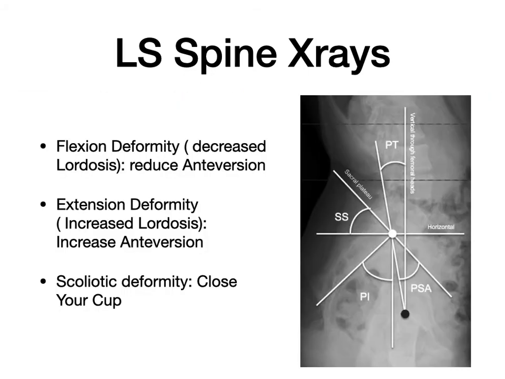So as I said, there are a lot of measurement, but just remember, if there is a flexion deformity at the lumbar spine, that is, there is a decreased lordosis, you have to reduce the anteversion of the cup. If there is an extension deformity or an increased lordosis, then you increase the anteversion. If there is a scoliotic deformity, try to close your cup.